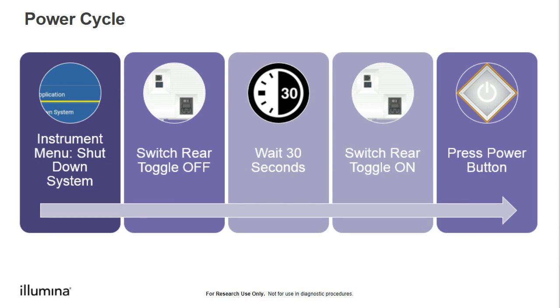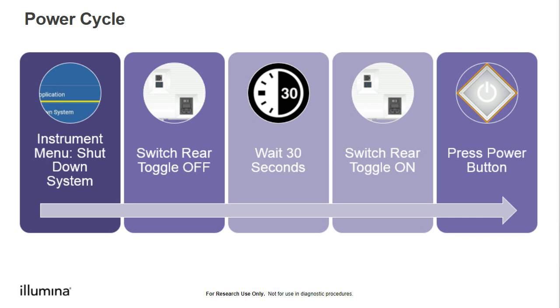And essentially, it is shutting down the instrument, switching the power off with the rear toggle switch. This part is important because it allows the instrument to completely turn off, allowing all of the subcomponents to lose power and go to a home position. It's also important to wait at least 30 seconds. It's nice to have maybe a lab timer there, or if you have more time, maybe grabbing a coffee and then coming back before turning it on.